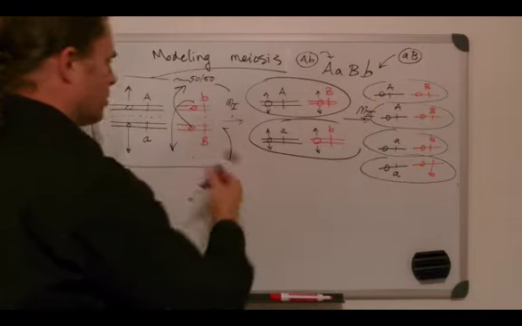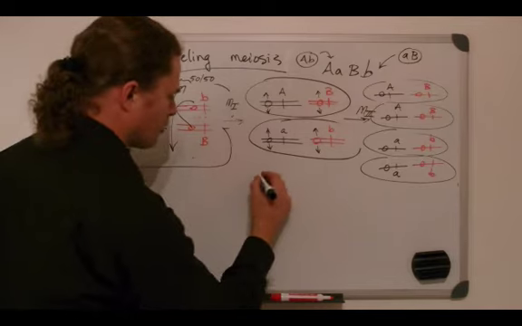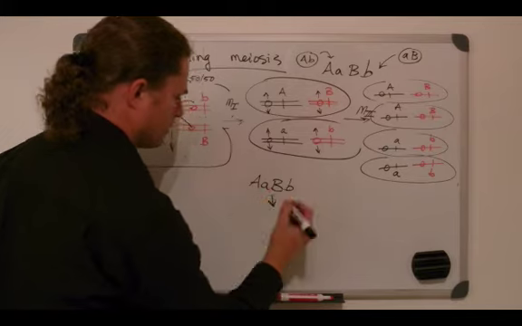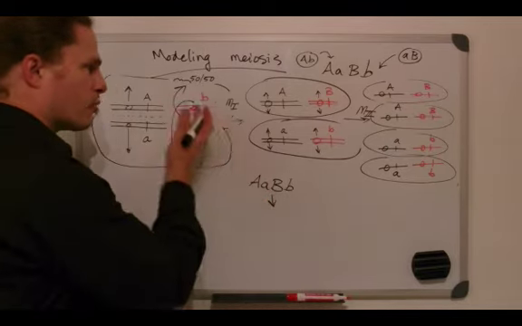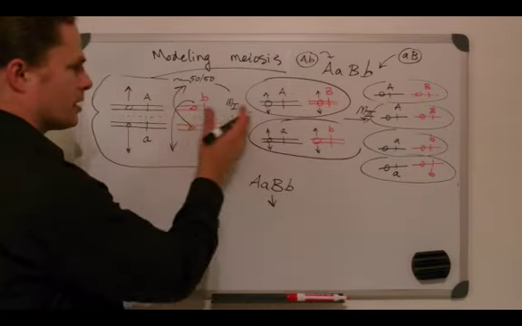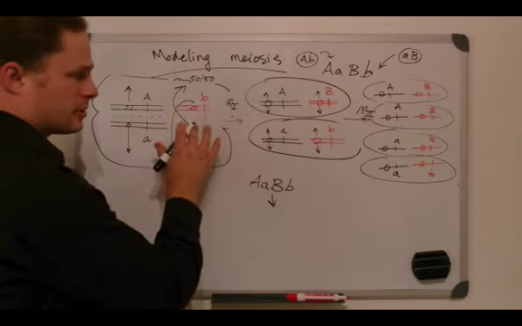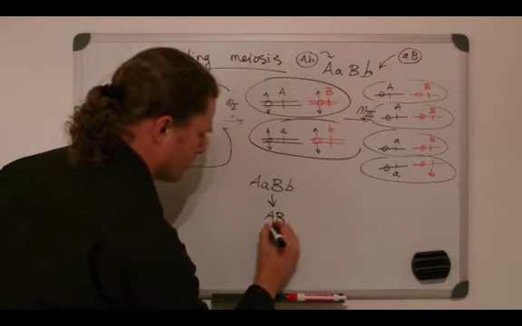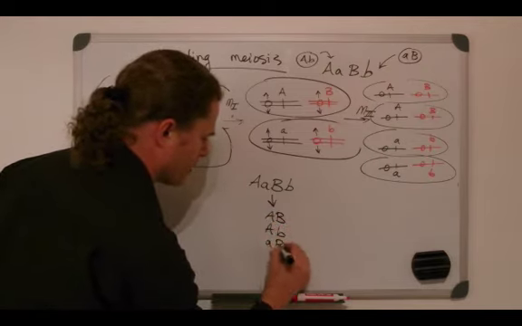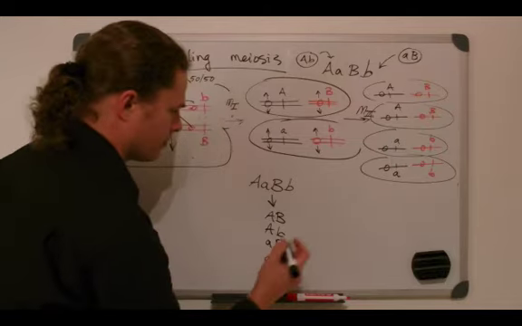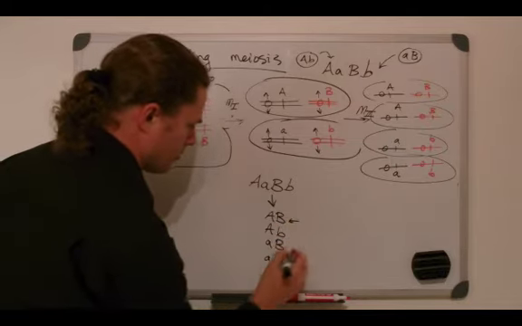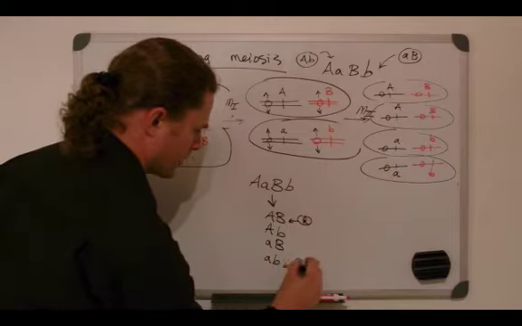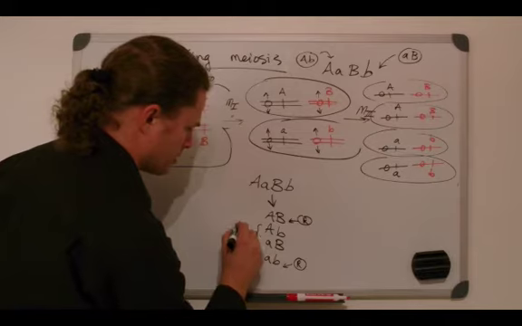Now, the overall recombination frequency for this dihybrid, if we're assuming that these loci are on separate chromosomes and assorting independently, again, you can draw out the different outputs that are possible, and we can label the ones that are recombinant. So that's recombinant, and these ones are non-recombinant.